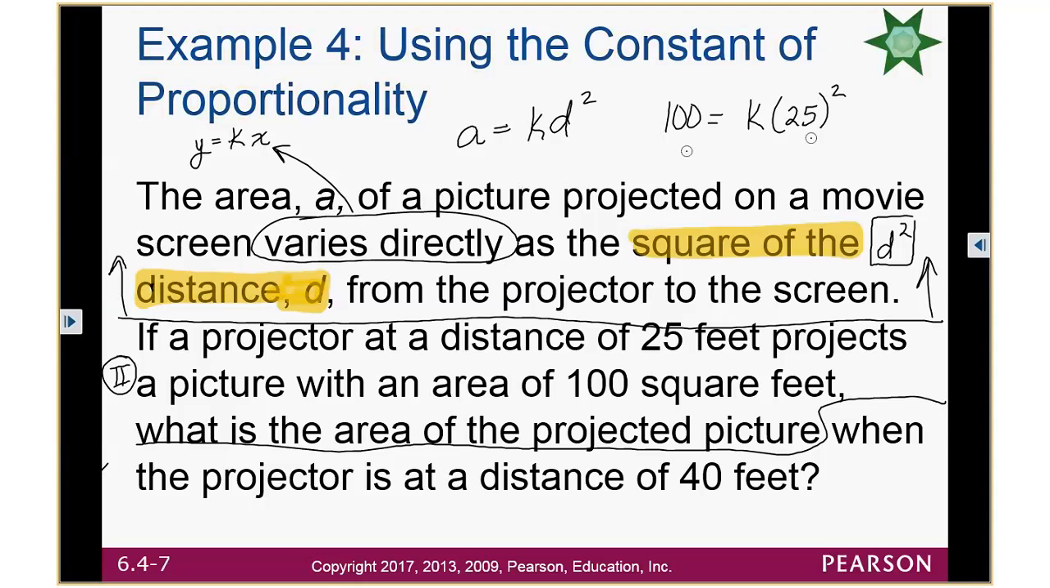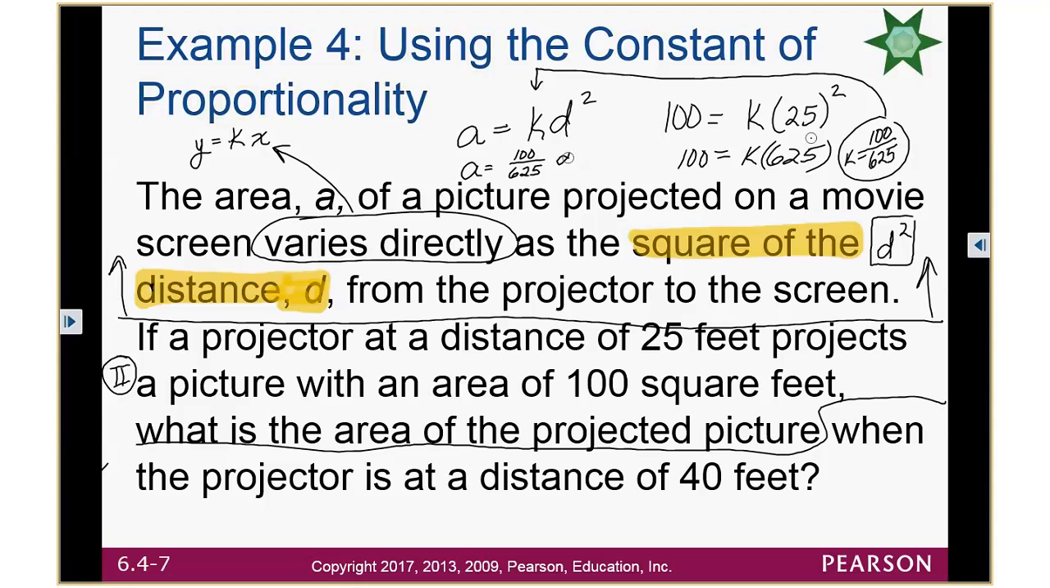So what is 25 squared? 625, I think it's 625. Divide both sides by 625, and K is equal to 100 divided by 625. And I'm just going to leave that as 100 over 625 right now. And what are we going to do with 100 over 625 after we find it out? Plug it back into the what? Original equation. So I'm going to take this K and I'm going to plug it right in here. So A is equal to 100 over 625 times D squared. Now, like I said, you can change that into a smaller fraction. You can change it into a decimal. I don't care. All right? Because all you're going to do at the end is take this 40 feet and plug it in right here and calculate it with a calculator.